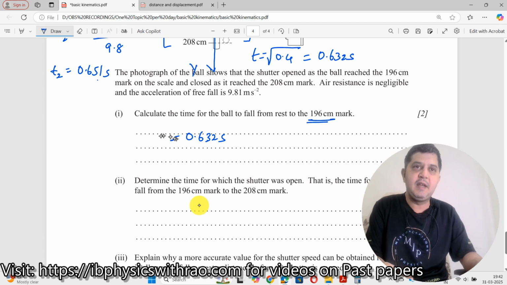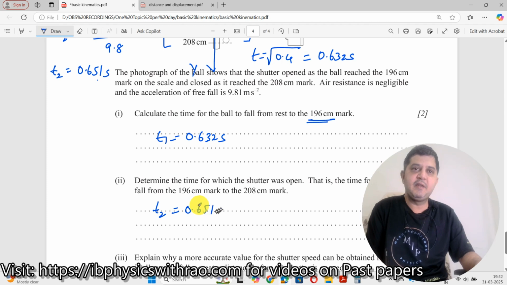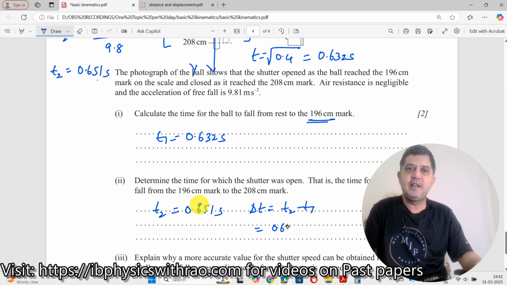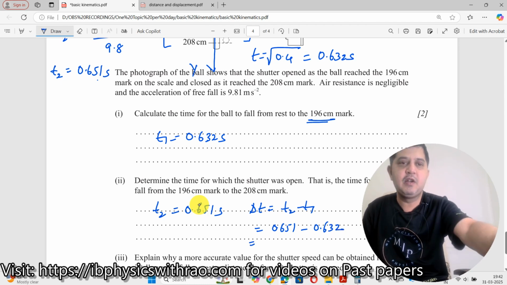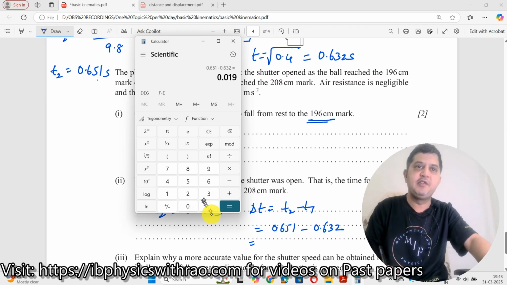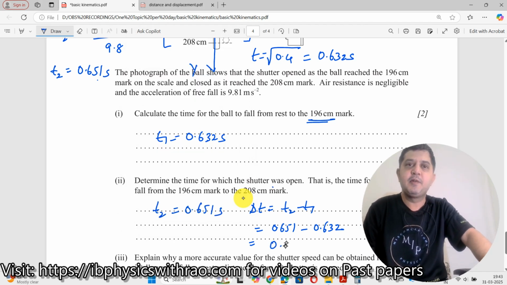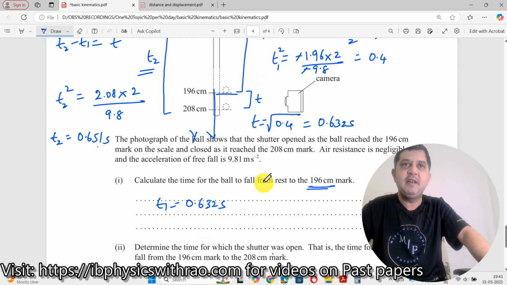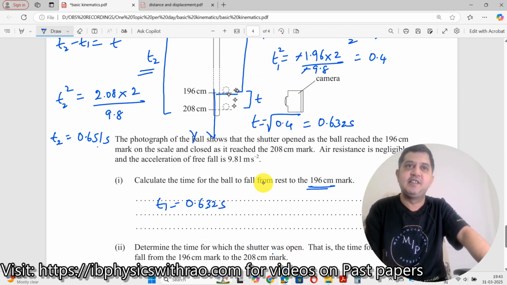Right? So therefore, now I have got, let me write down. This was your T1 and this was your T2, which is 0.651 seconds. What is it I need? I need delta T. Delta T should be T2 minus T1, which is 0.651 minus 0.632, which will be 0.019 seconds. This is the time taken by the tennis ball to travel this distance over here.